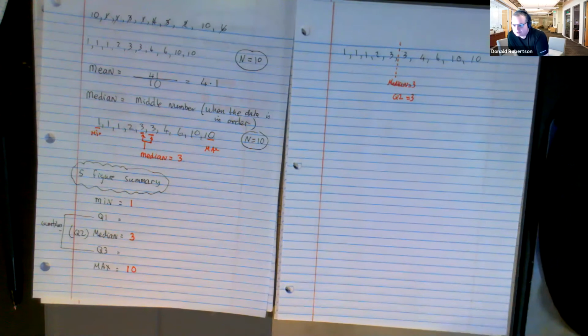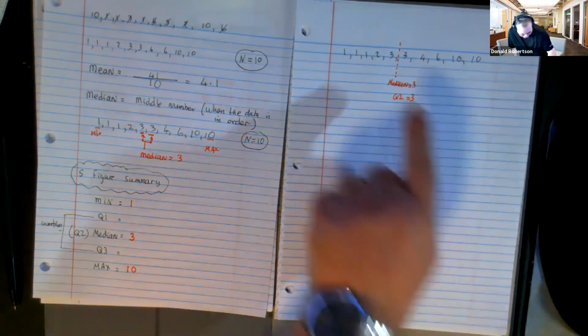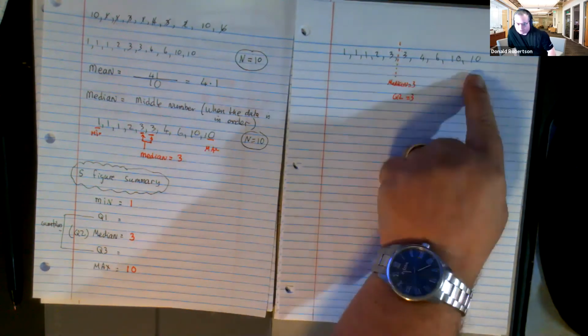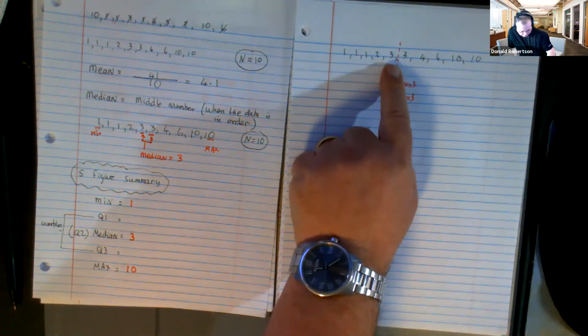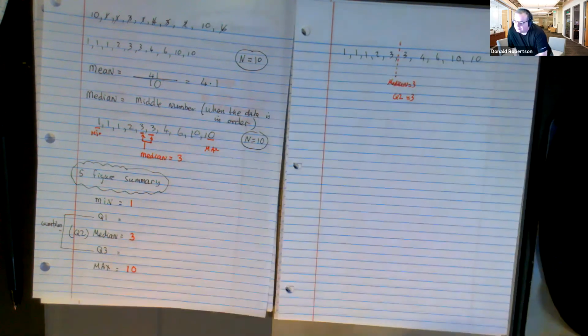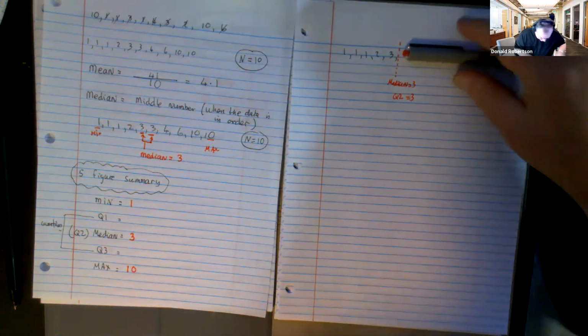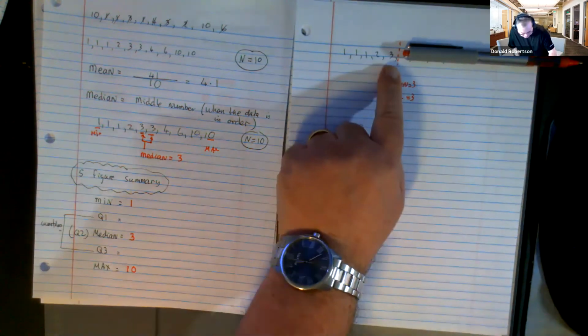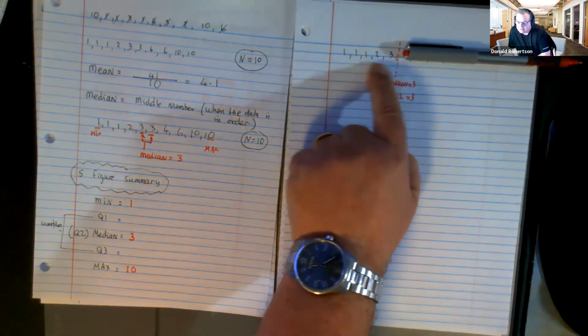Now, I want you to think of that dotted line as being an invisible wall. What it has done is separate my data into 2 halves, the 5 small numbers and the 5 bigger numbers. So far, so good. Now, forget about that side. For these numbers here, you find the median of them. You find the middle of them, and that's Q1.